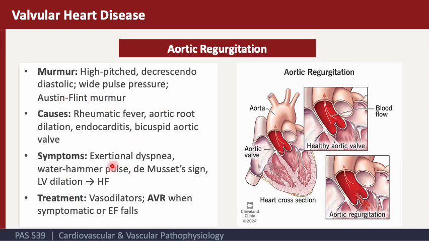Symptoms, they can have exertional dyspnea, the water hammer pulse. Water hammer pulse is a physical exam finding characterized by a bounding, forceful, and abrupt rapid upstroke followed by a quick collapse, most commonly indicating severe aortic regurgitation.